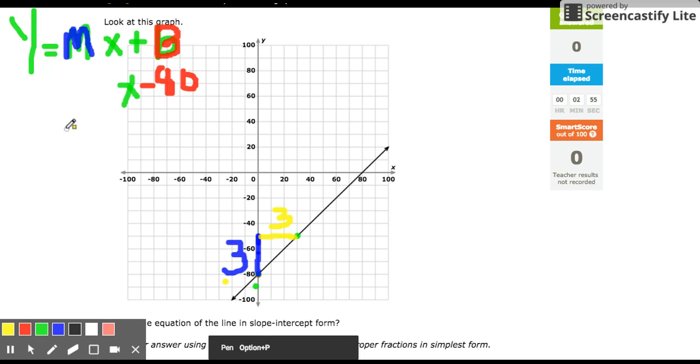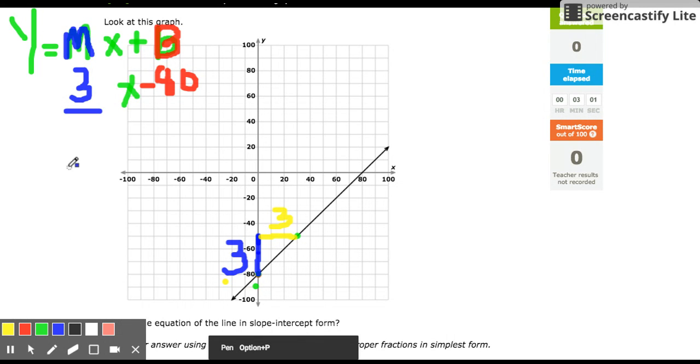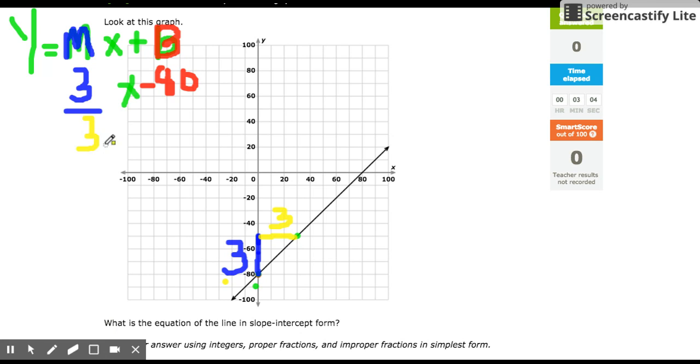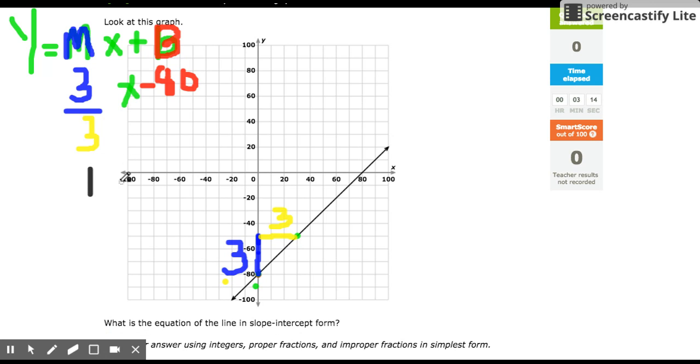This number right here would be 3 over 3. So 3 over, what was my run? 3. But we know that 3 over 3 is just 1. 3 divided by 3 is 1. So I'm going to use a whole different color now. So 1, bring this down, x minus 80 is my equation for this line.